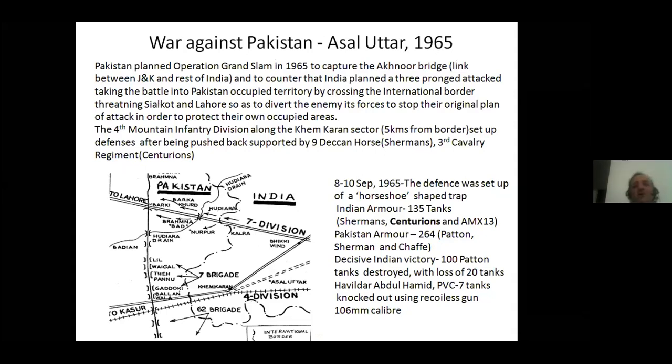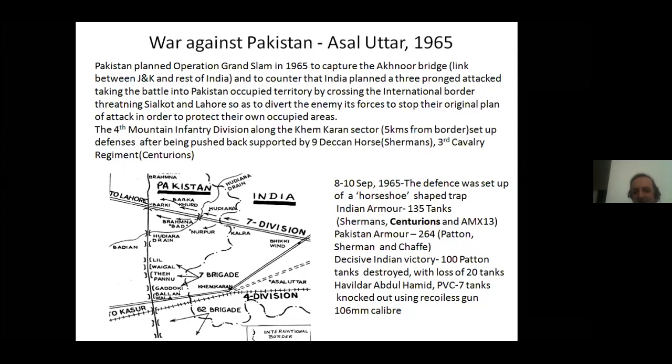Earlier, we all know from history about Operation Gibraltar, and then as part of Grand Slam, the intent was to capture the Akhnoor Bridge. This is very strategic, where the idea is to completely cut off India from Jammu and Kashmir. And this is where we have an approach that offensive is the best form of defense. So a three-prong attack is planned here.